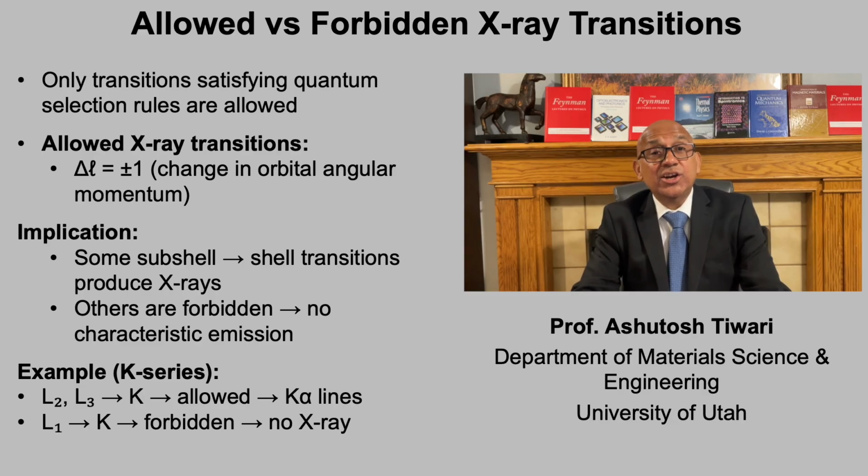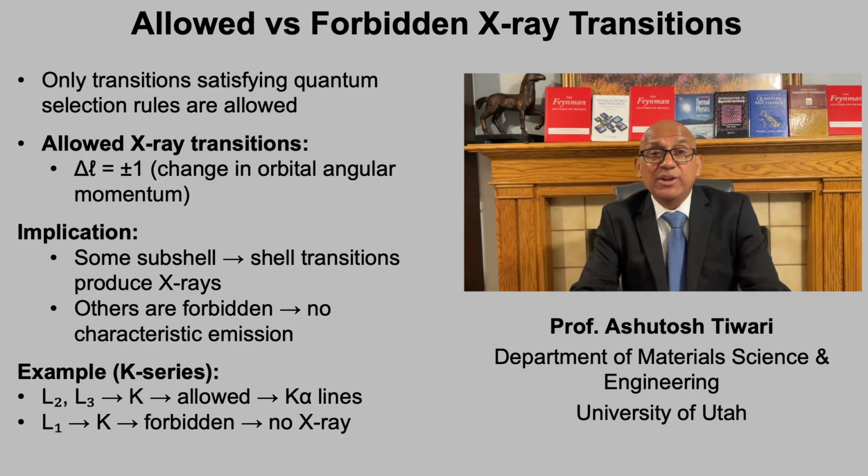Not every electron transition between energy levels produces an X-ray. Only those transitions that satisfy quantum mechanical selection rules are allowed. For electric dipole transitions, which dominate characteristic X-ray emission, the key selection rule is that the change in orbital angular momentum quantum number L must be plus or minus 1. In other words, delta L equals plus or minus 1. This means an electron must move between orbitals of different angular momentum type, for example, from a p orbital to an s orbital, or from a d orbital to a p orbital.